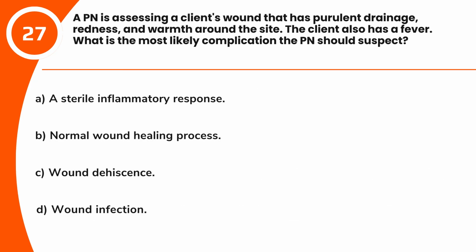Question 27. A PN is assessing a client's wound that has purulent drainage, redness, and warmth around the site. The client also has a fever. What is the most likely complication the PN should suspect? A. A sterile inflammatory response. B. Normal wound healing process. C. Wound dehiscence. D. Wound infection.